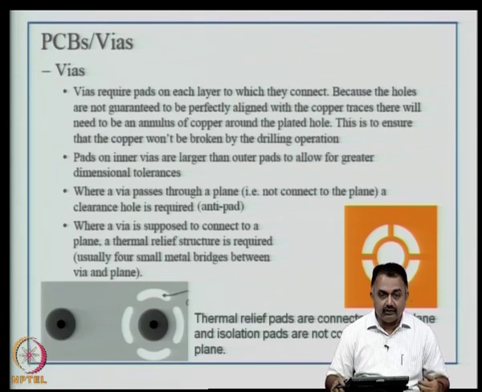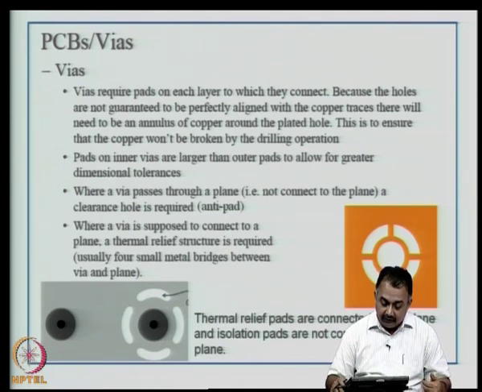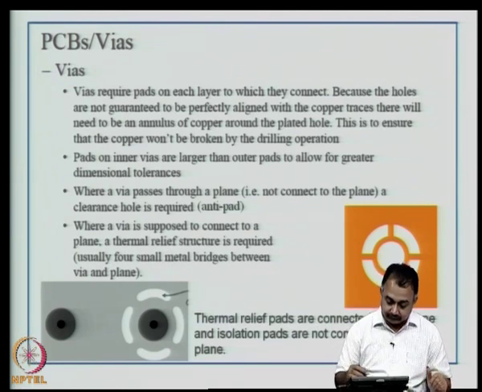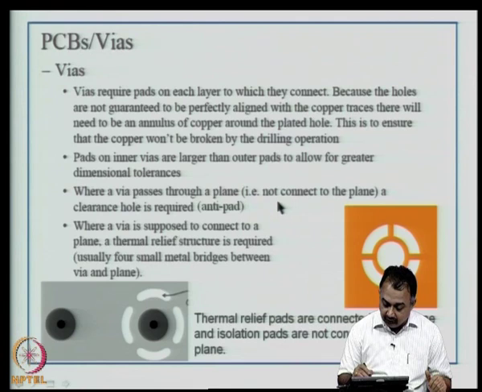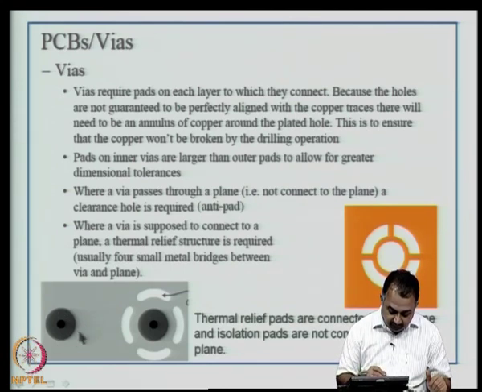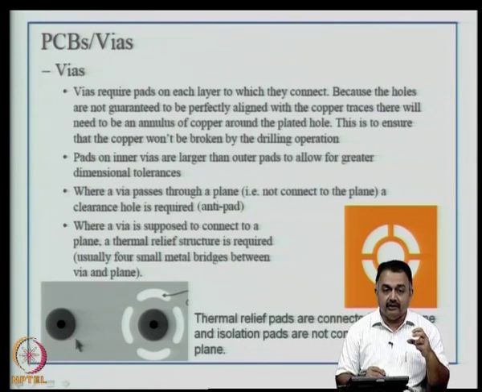When a via passes through a plane of copper, a clearance hole is required if you do not want to connect to the plane. That is, if you are not intending by electrical design to connect to the plane, then you provide an anti-pad. So, this is an anti-pad what you see here in this figure. It will totally isolate that pad from the copper plane.